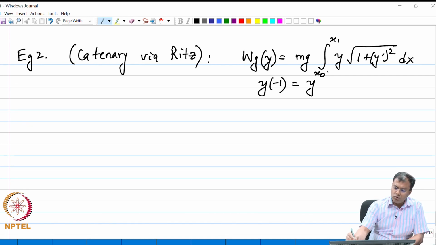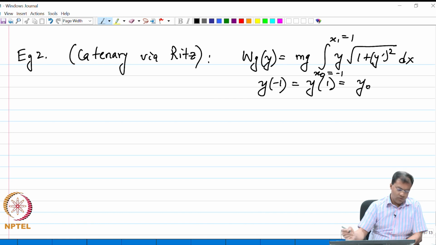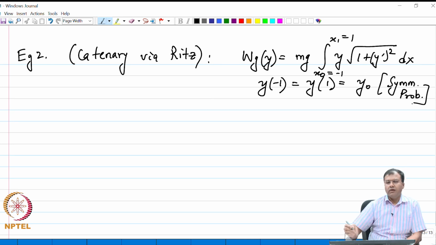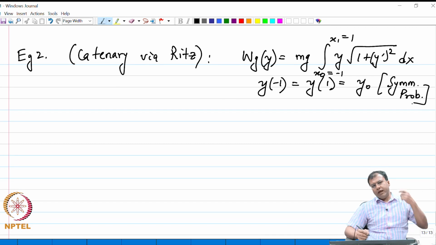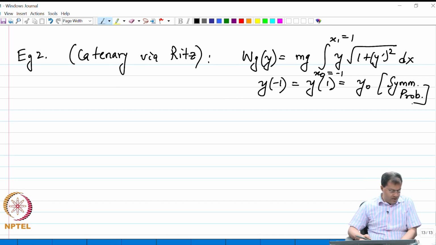So I choose my x0 to be minus 1 and x1 to be 1. So y of minus 1 is equal to y of 1. Let us say this is also equal to some y0. So what we have done is we are solving a symmetric problem where the height of the extremal is the same at both the boundary points.